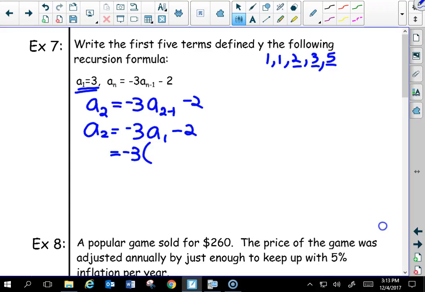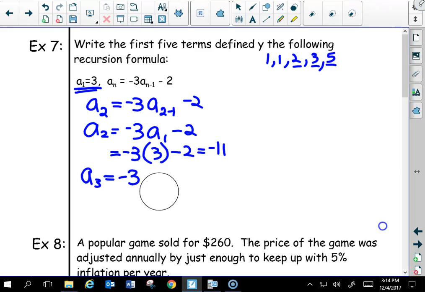a sub 1, they told us, was 3 right there, and minus 2. So I get negative 9 minus 2. That's a negative 11. A sub 3 is going to use the previous term. So it's going to be negative 3 multiplying a sub 2. Now you can plug in the n of 3 and subtract 1 from it, but hopefully you can tell that what we're doing is just multiplying the previous term times negative 3. And my previous term was negative 11.